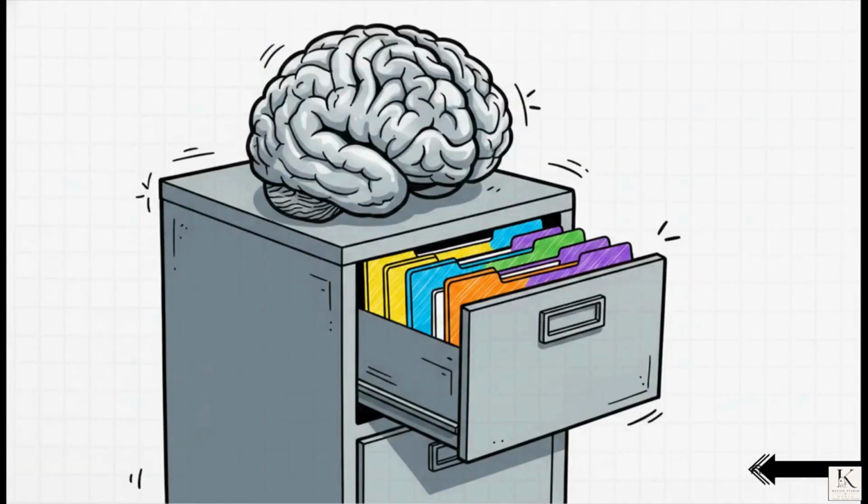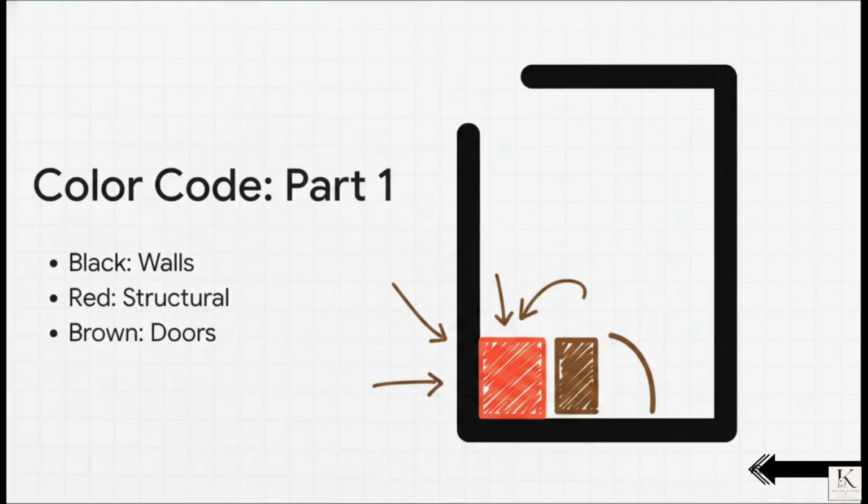All of this builds directly into our color coding system, which is essentially a visual filing system for the drafter's brain. So you might be wondering, why do we assign such specific colors to specific items on a screen? Well, we do it so you can instantly categorize information at a single glance.